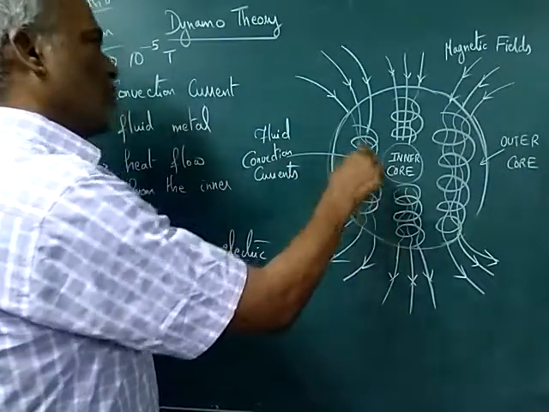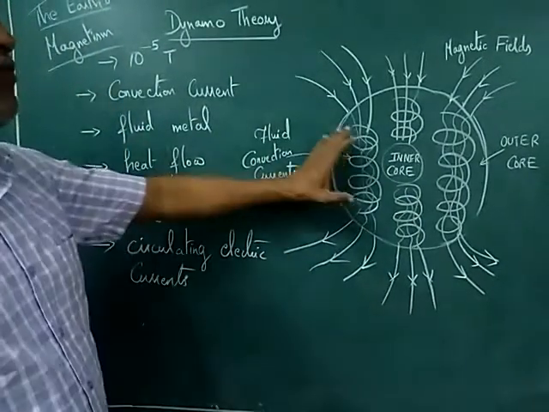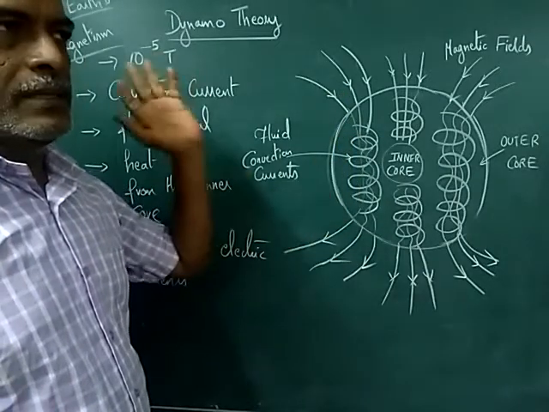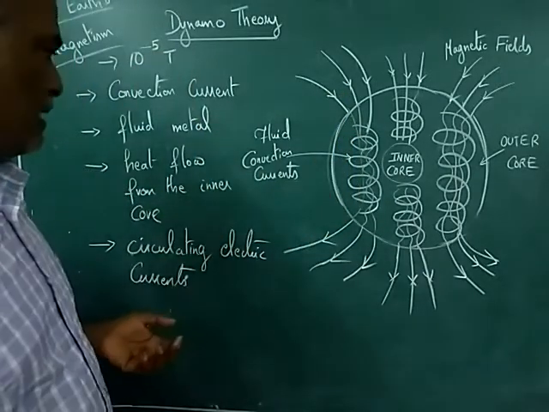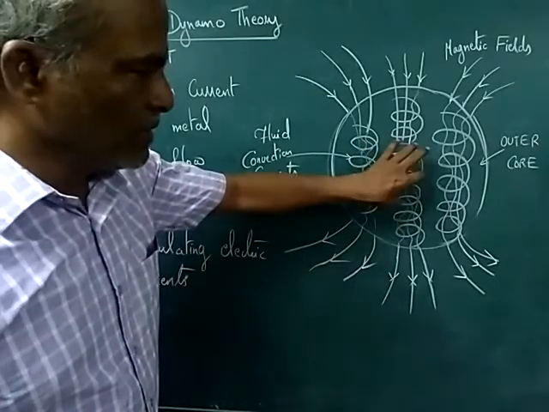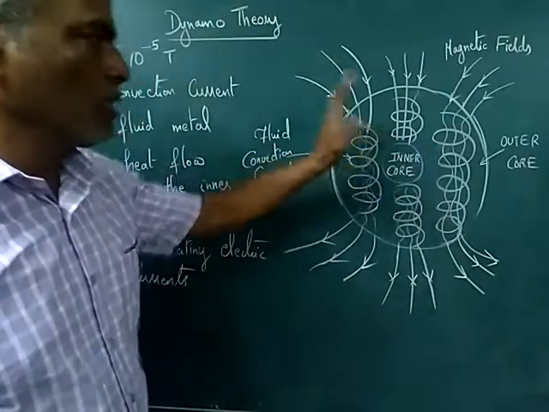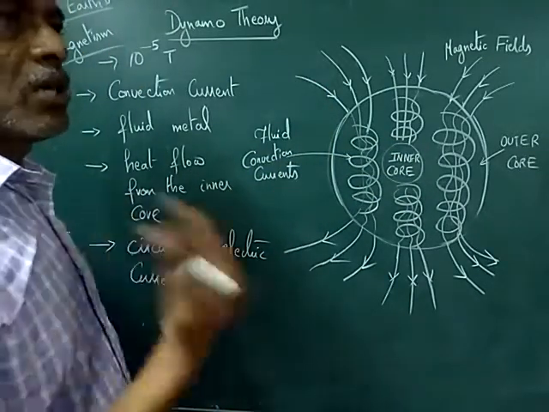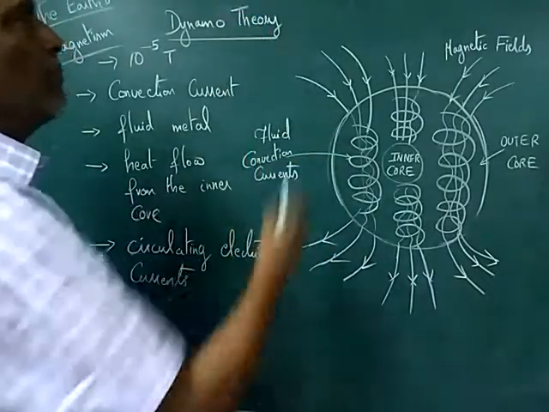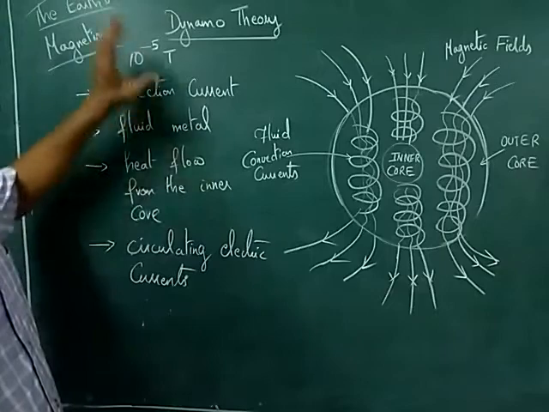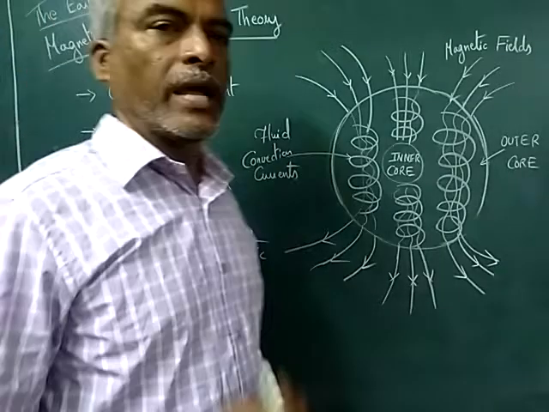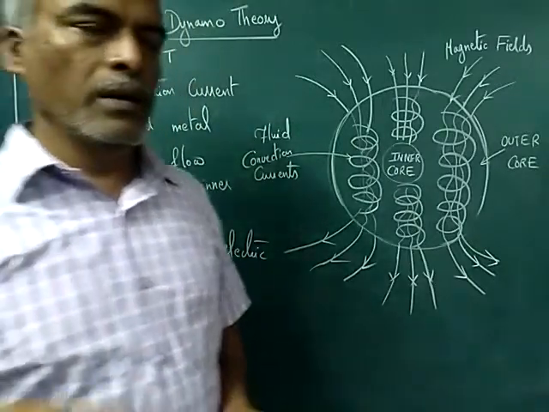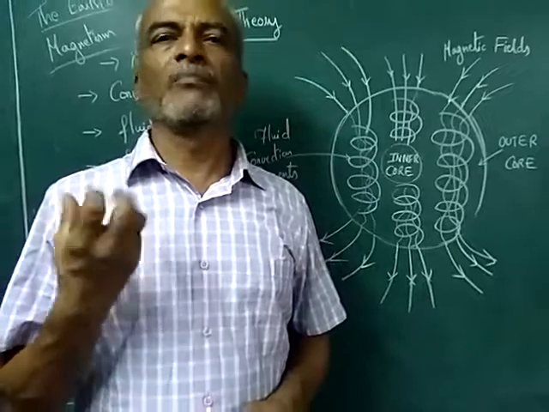Because of the convection current and the molten fluid metals like iron, copper, nickel, and because of the temperature variation between the inner core and the outer core, we expect a convection current, and that is circulating. Based on that, we have a magnetic field. This is the basic idea of dynamo theory, or dynamo concept, to explain how the magnetic field is created, or how the earth can be viewed as a source of magnetism.